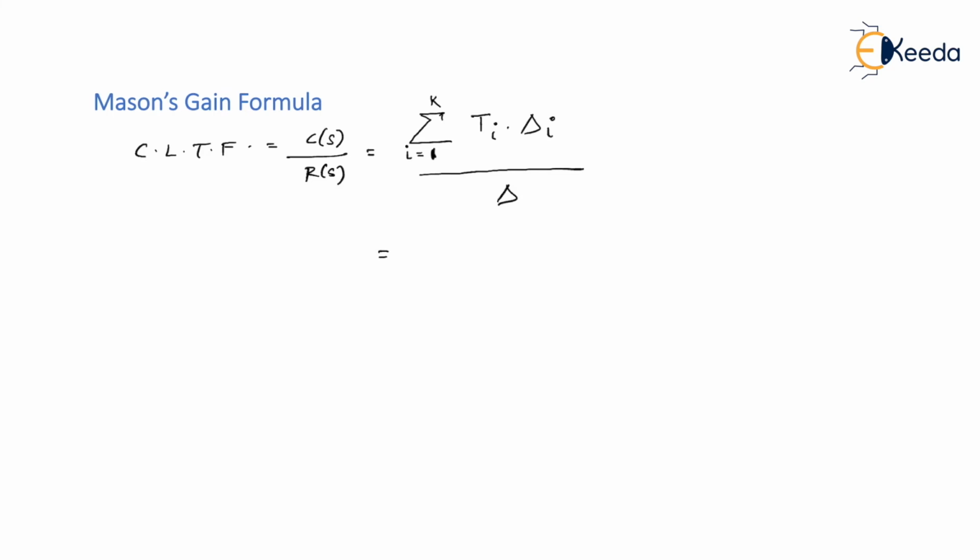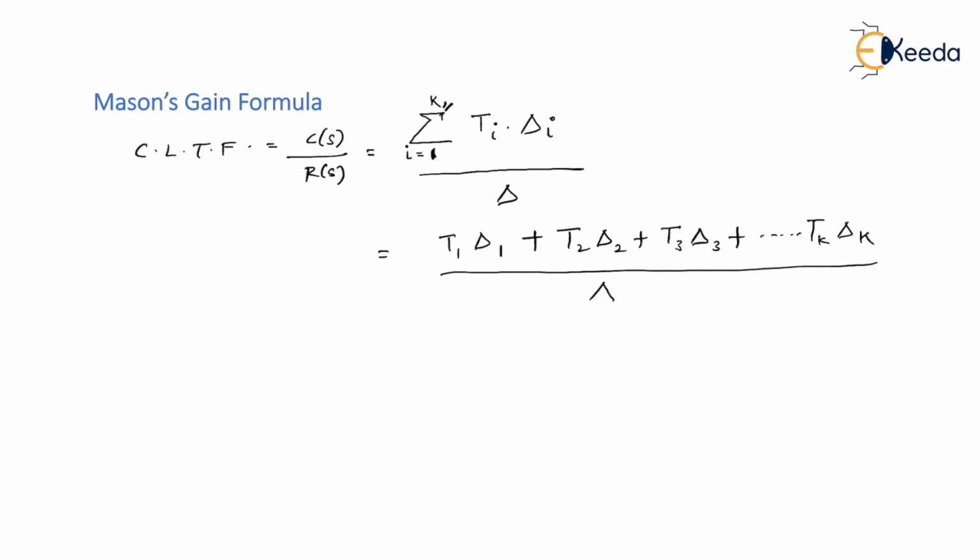I can expand it this way. When i is equal to 1, it is T1 delta 1. When i equals 2, it is T2 delta 2. When i equals 3, it is T3 delta 3, and so on. You know that the upper limit is equal to k, so it would go this way, that is Tk delta k, and this whole divided by delta. I know that you have not understood the formula, but if you understand how to expand it, it is enough for me.